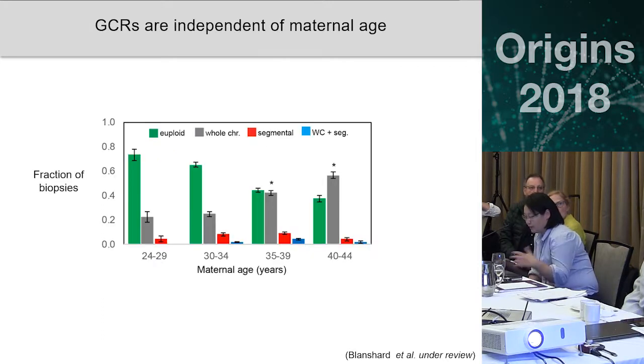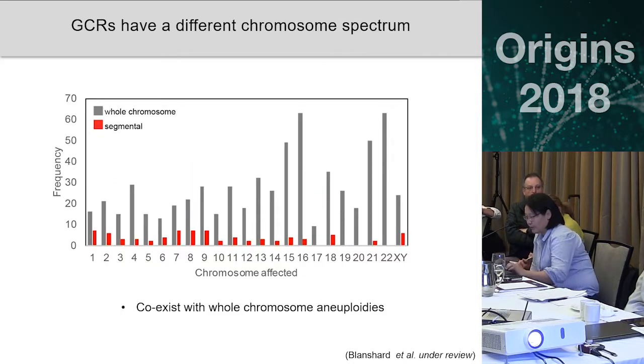You can see as well that if we take the data by maternal age, euploid comes down and whole chromosome aneuploidies go up with the maternal age group, whereas the segmentals stay flat with maternal age. We also know that for the whole chromosomes we see 15, 16, 21, and 22. For the segmentals, it's pretty much all of the chromosomes, a few of the smaller ones notwithstanding.